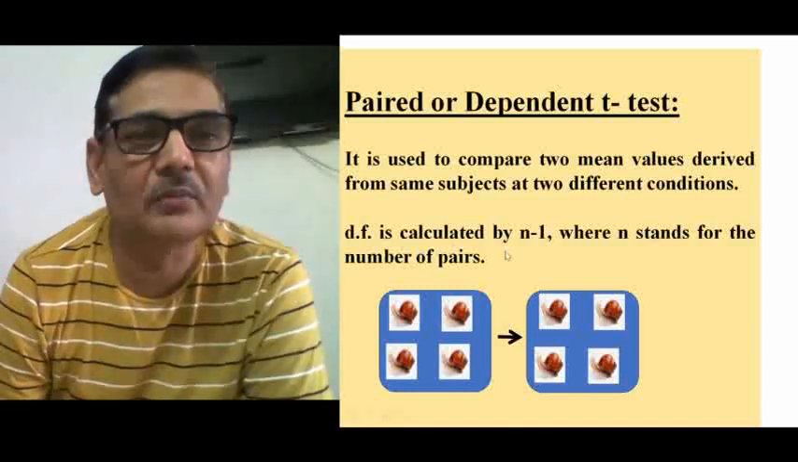This particular test needs degree of freedom to reach the final inference, and that is calculated by the formula n minus 1, where n stands for number of pairs. Like in the present case, 4 pairs are there, so n will be equal to 4.